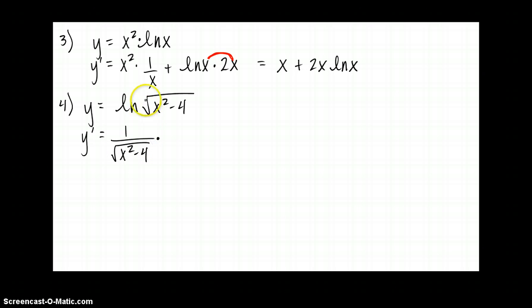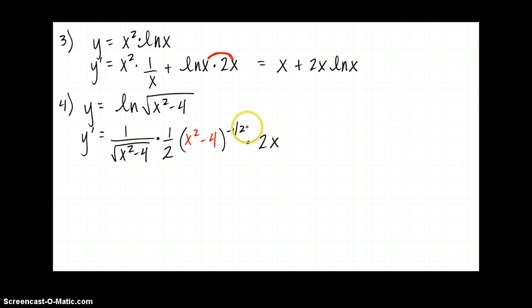Now multiply by the derivative of the square root. Bring the exponent down, subtract 1 from the exponent. And with the chain rule, you have to keep that inside function exactly the same. And then lastly, multiply by the derivative of the inside. So the derivative of x squared minus 4 would give us 2x.